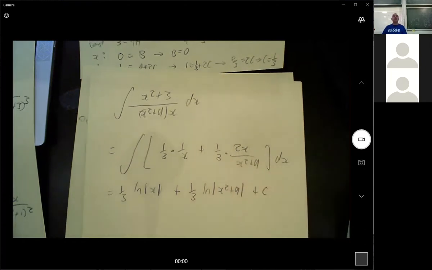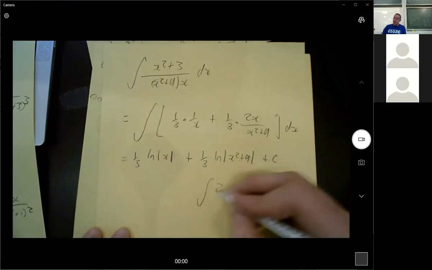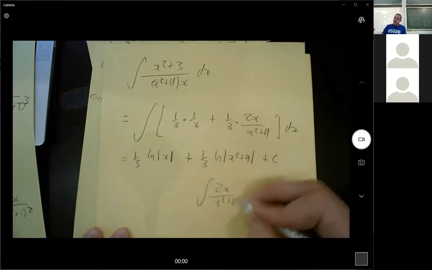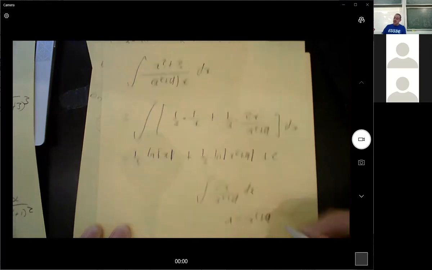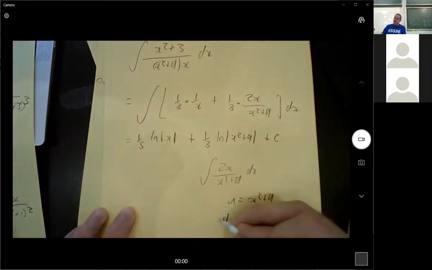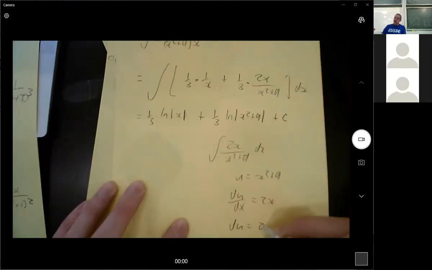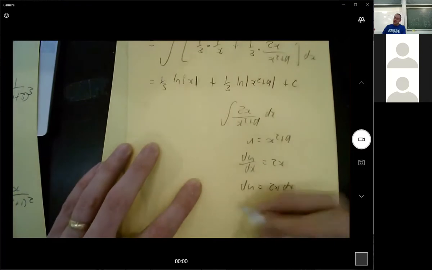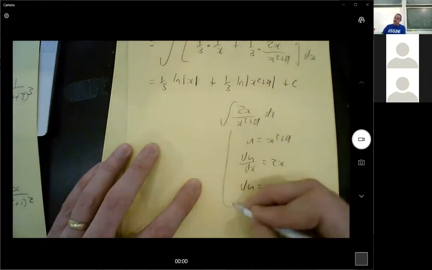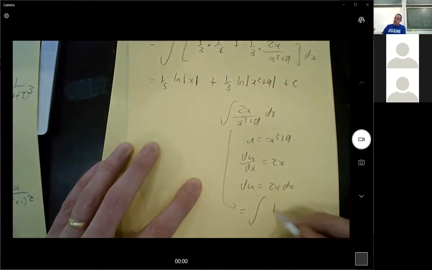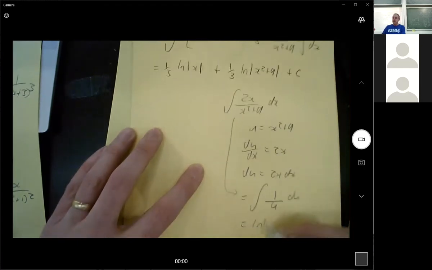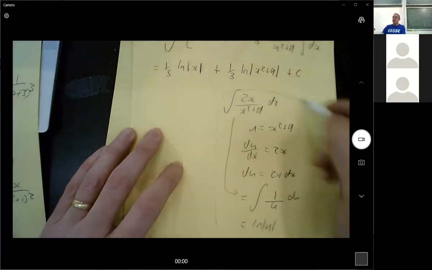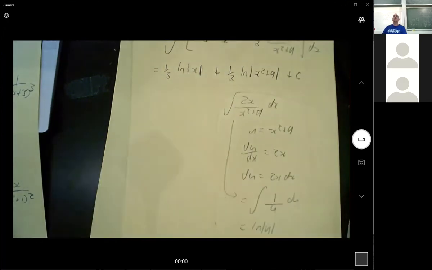The integral of 2x over x squared plus 9, if u was equal to x squared plus 9, then du on dx would be 2x, du would be 2x dx. And so that integral would be 1 lot of du over u, which is ln of u. So that working is what produces this answer here.